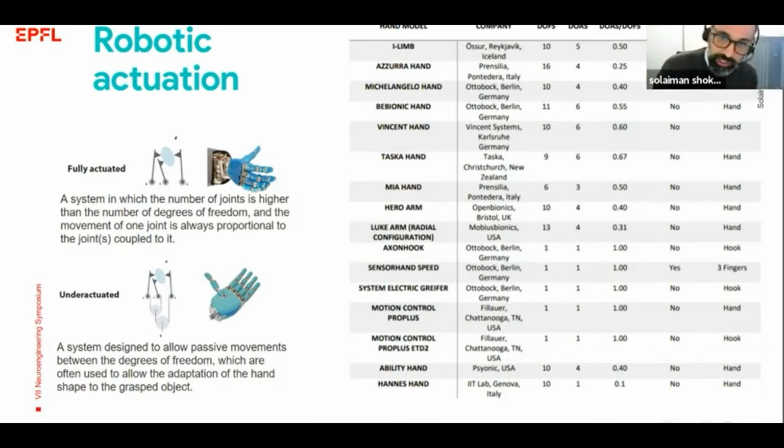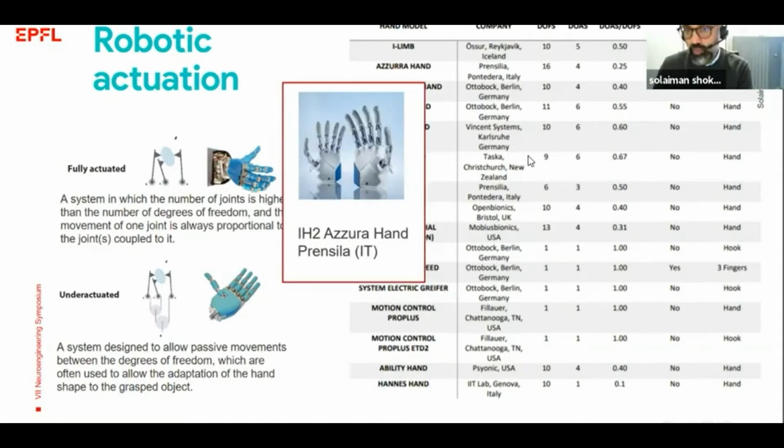You have all the examples and then the description, whether they have sensors embedded in the hand or not, which kind of motors they have, etc. In this case, we used the Azzurra hand by Prensilia, which has nice sensors embedded in it. So this was the choice for the Raspopovic paper.